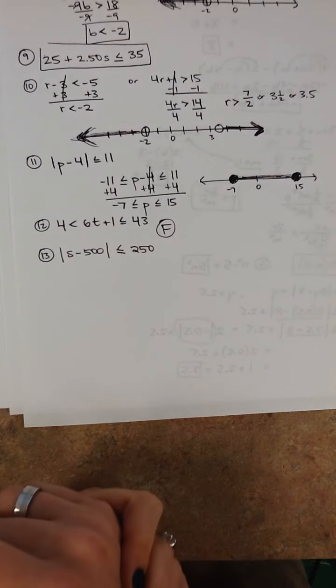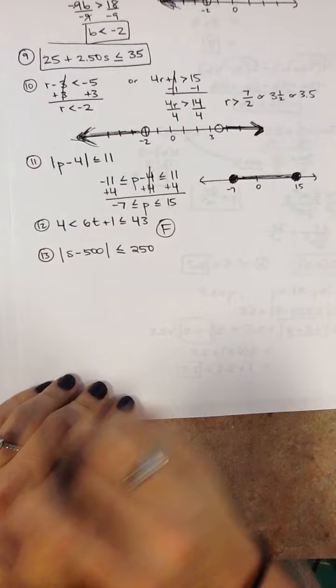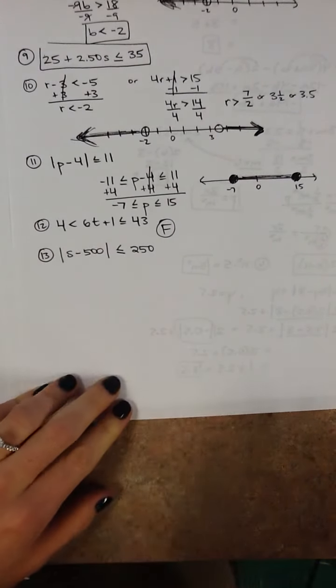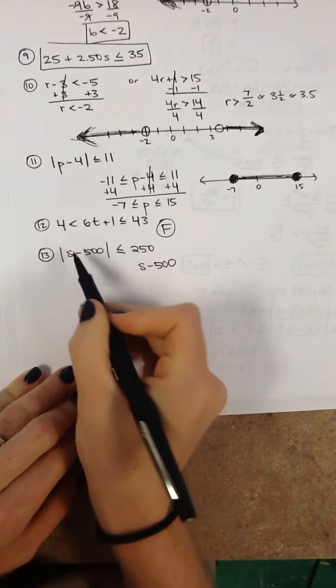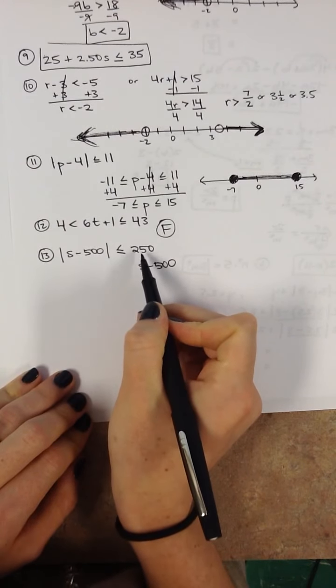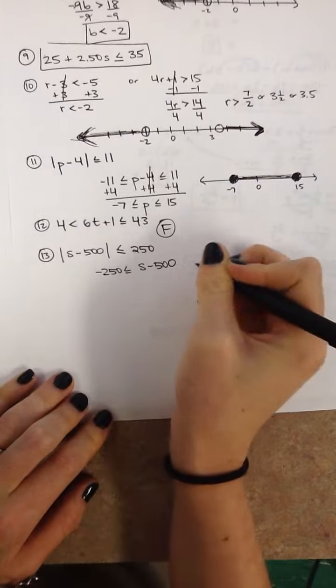So let's make that a less than or equal to. So when we solve this, this is set up very similarly to what we just did with number 11. It's a less than or equal to, it's got absolute values. Whenever we have the less than or equal to with absolute values, we start by taking this piece out of the absolute value, and then we trap it in between a positive and a negative 250, just like we did for number 11.